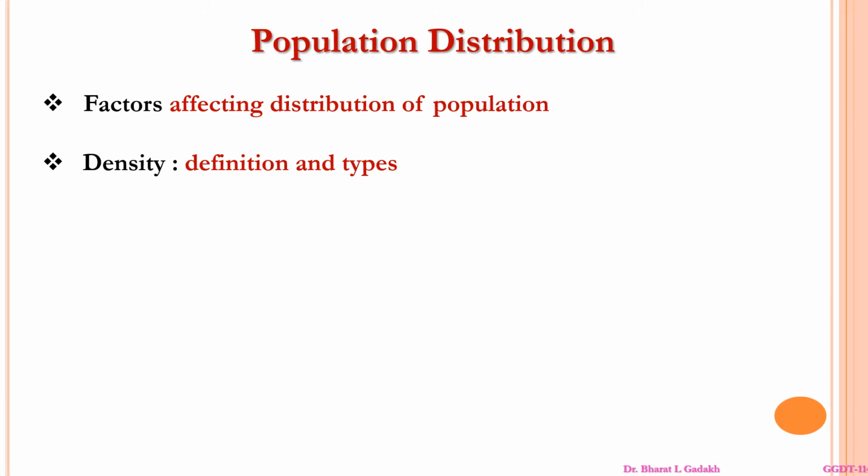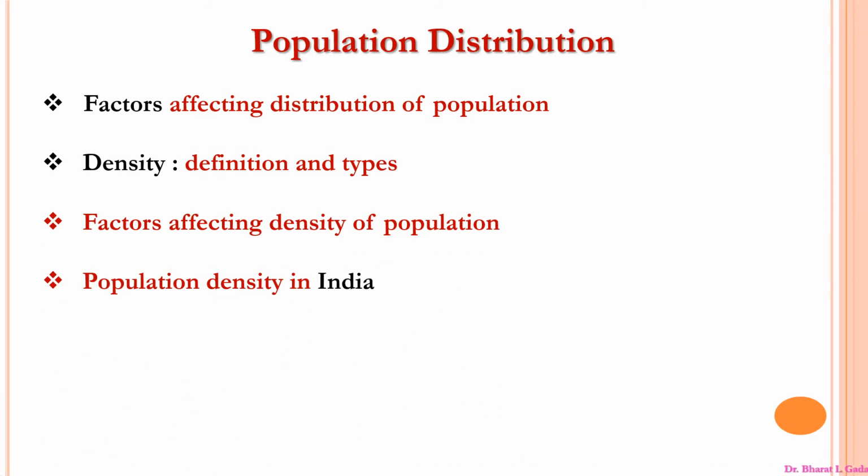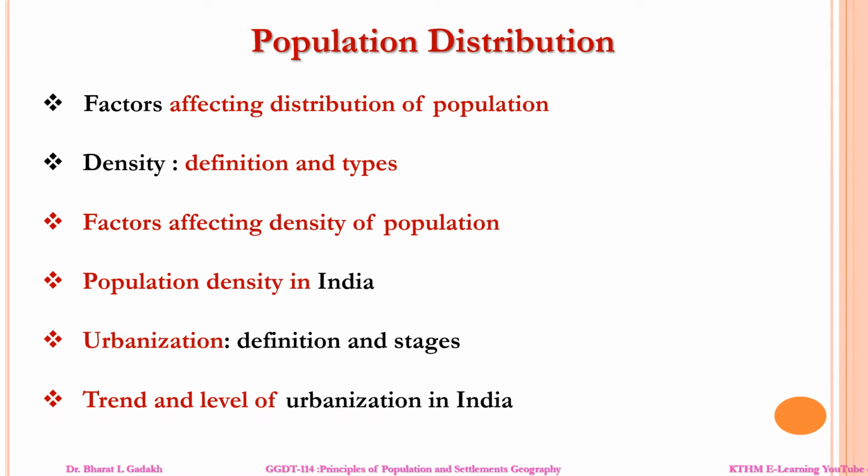Now, the definition and types of density, factors affecting density of populations, then population density of India, urbanization, its definition and stages, then trends and level of urbanization in India. This is the topic, over the population distribution.